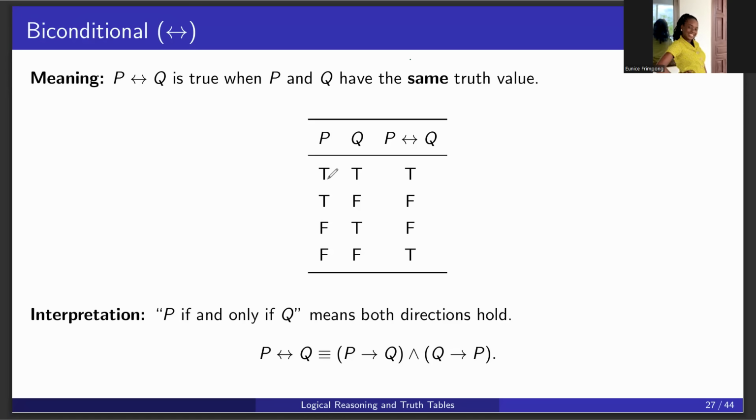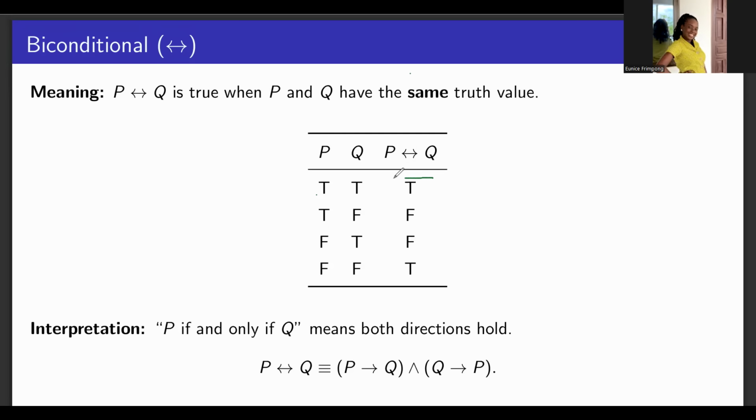So once P is true and Q is true, then Q implies P is also true. Once both of them are false, then this combined statement is also true. If they have different truth values, one is true, one is false, then the statement is false. Okay. So both statements must have the same truth value for this to be true.